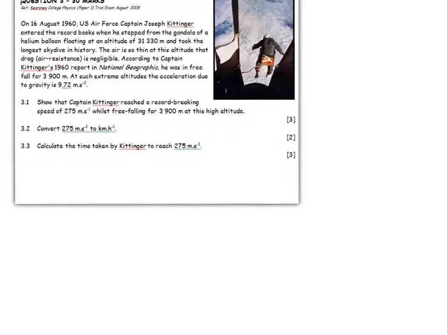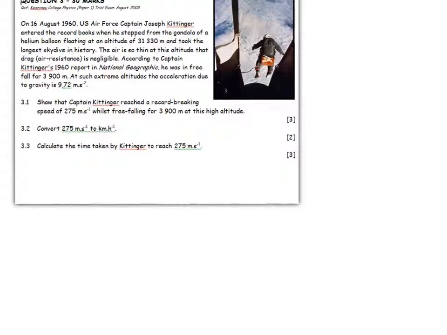We've got a story about Captain Kittinger, who was the person to have jumped from the highest altitude, and we are asked to show that his record-breaking speed of 275 meters per second, whilst free falling from 3,900 meters, you've got an acceleration here of 9,72. So you have to prove this particular velocity over here with the information that you've been given.